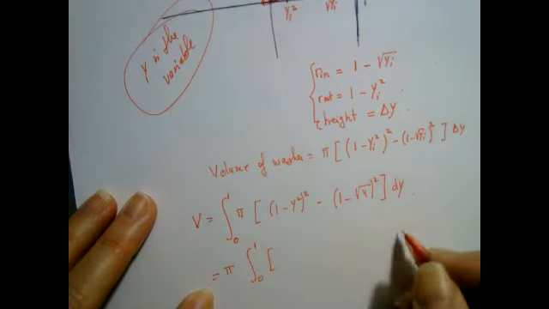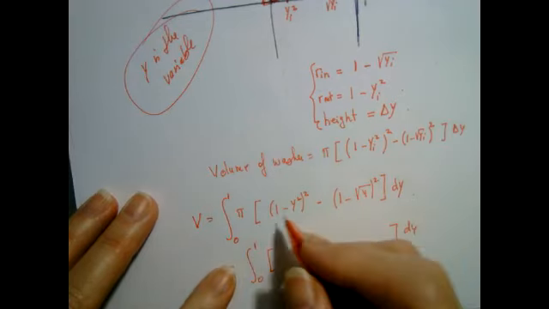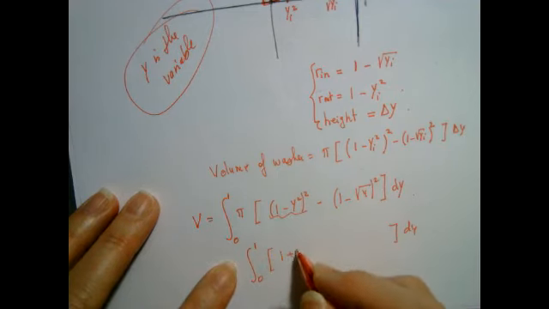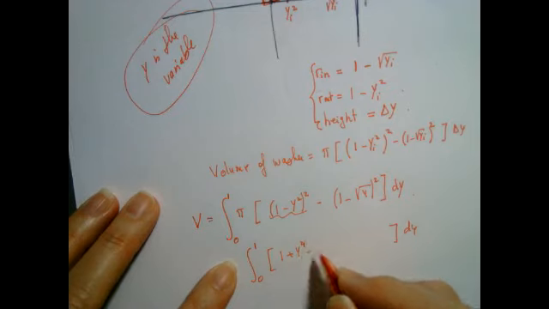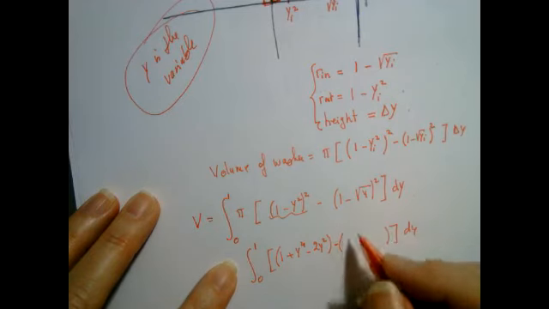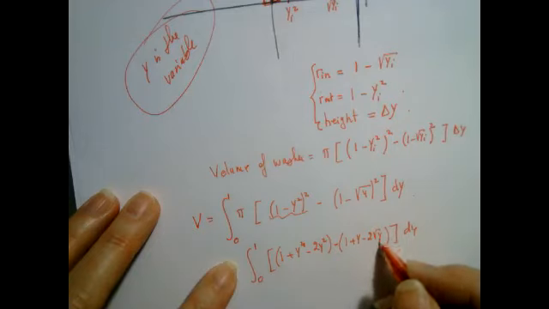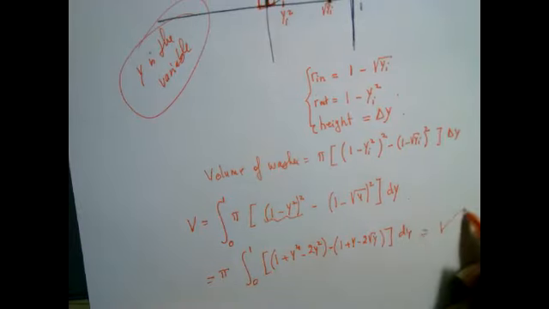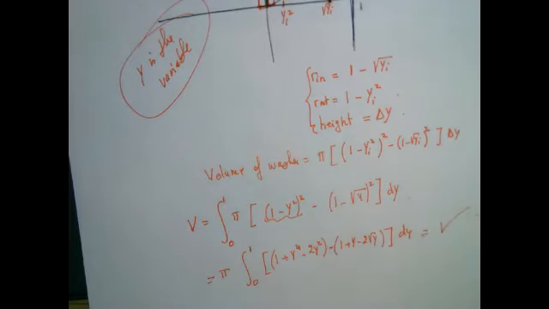Now, like we did before, I have to distribute. I will get 1 plus y to the fourth minus 2y squared, minus, I need to distribute that, 1 plus y minus 2 square root of y. And the rest is not hard. You guys can finish. Okay?